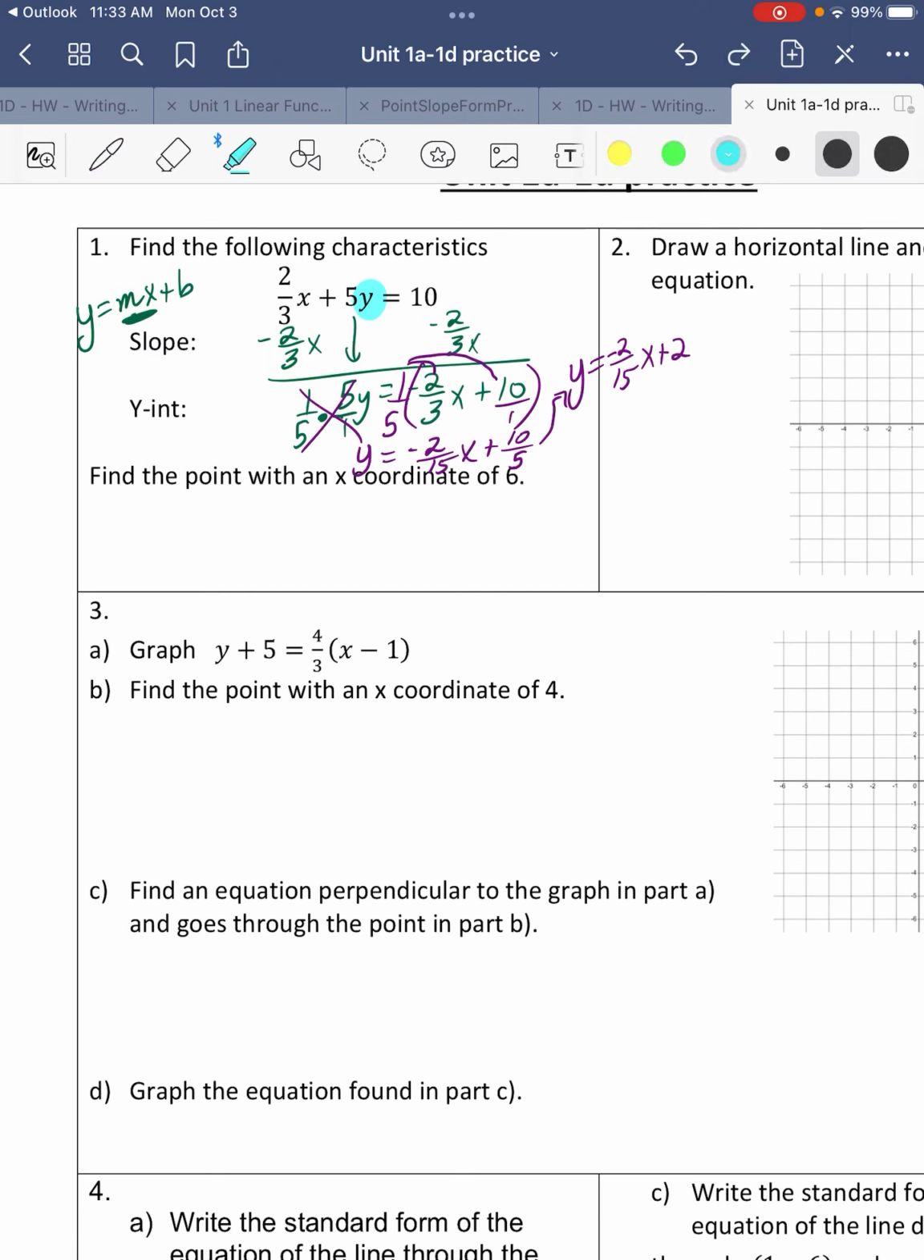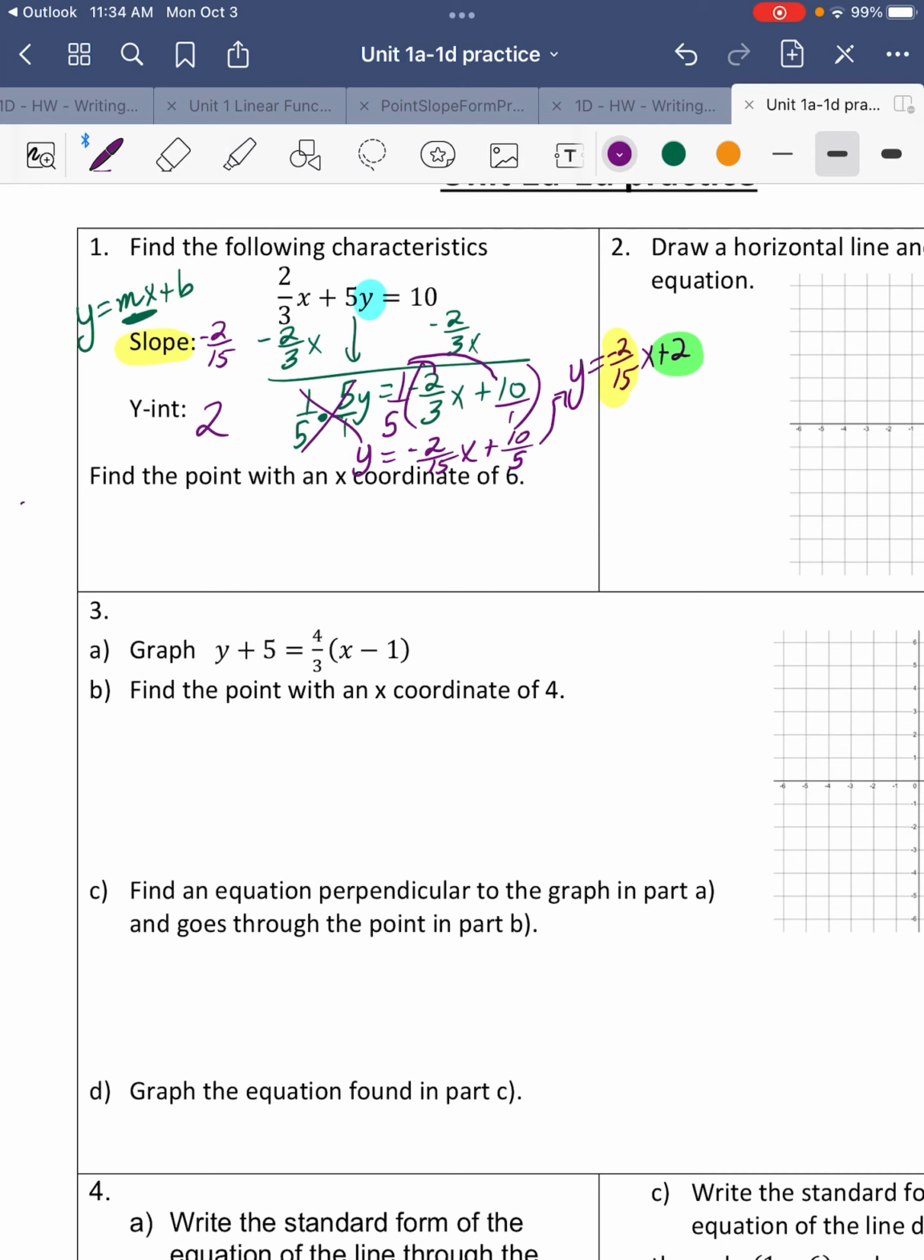Looking for the slope. The slope is your coefficient in front of the x. So the slope is negative 2/15. And the y-intercept is the plus 2, so it's positive 2.